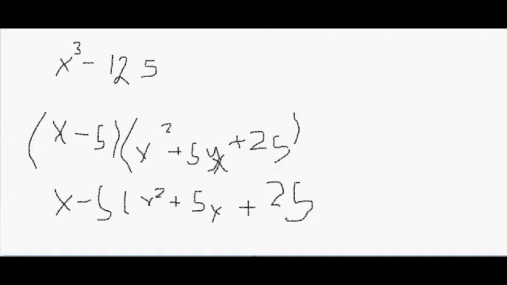Alright, for number 32, all you're doing is taking out the like term, right? So just simplifying. That's easy.